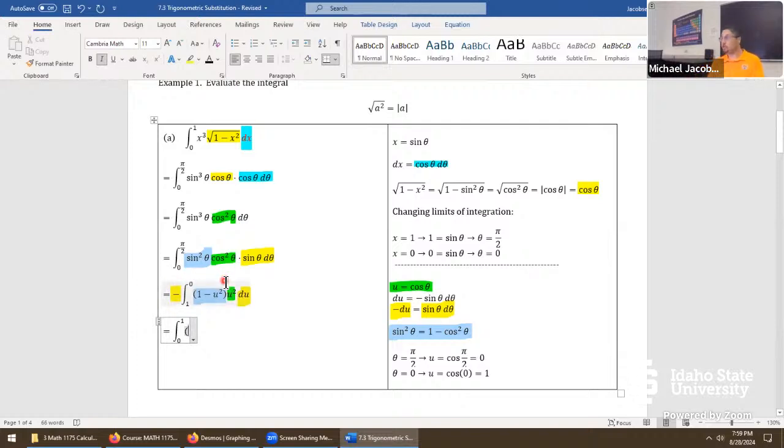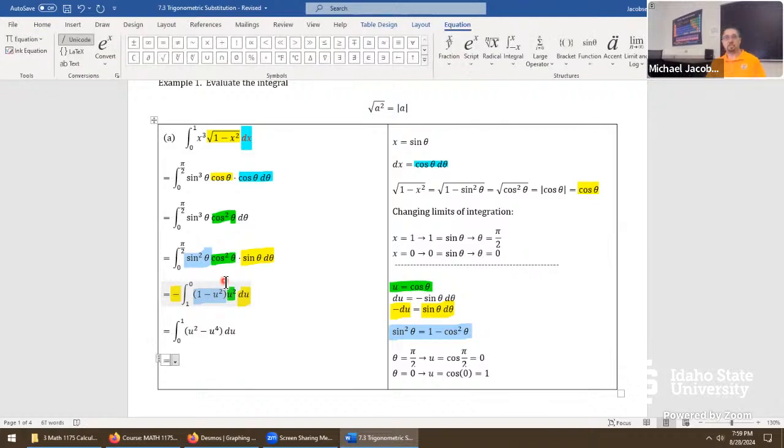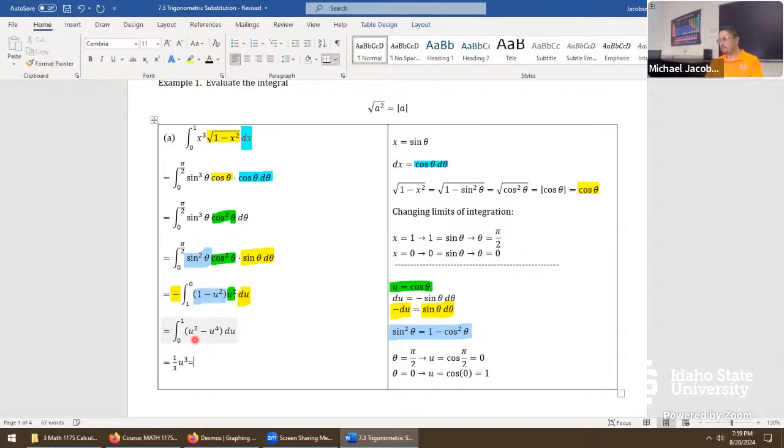Next, we want to distribute your u squared through. So we have u squared minus u power 4 du. And let's just get the total answer at this stage. Antiderivative of u squared is a third u cubed minus antiderivative of u power 4 is 1/5 u power 5.